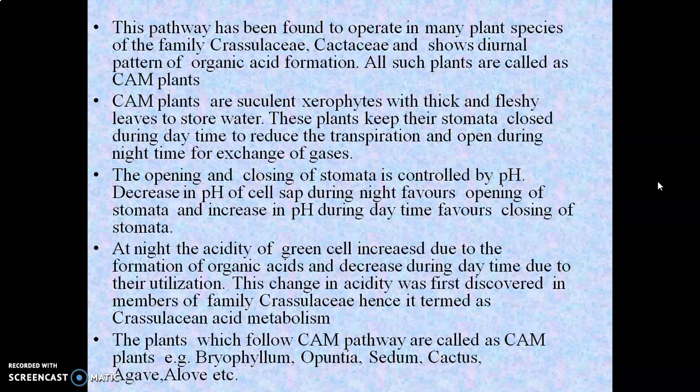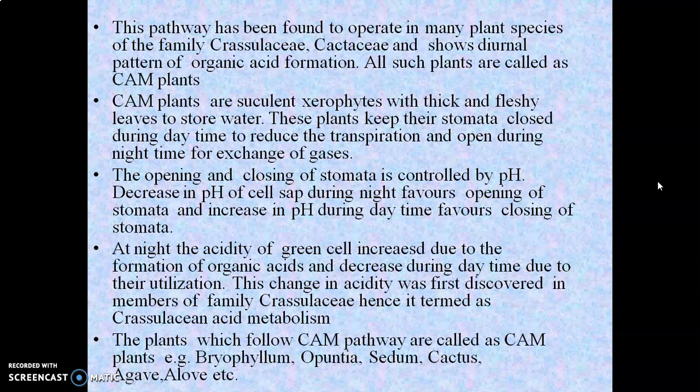Generally there is very high temperature, so a tremendous quantity of water is lost by the process of transpiration. To reduce transpiration, the stomata are closed during the daytime and open during the night time for the exchange of gases. The opening and closing of stomata is controlled by pH. A decrease in pH in the cell sap during the night favors the opening of the stomata, and an increase in pH during the daytime favors the closing of the stomata.